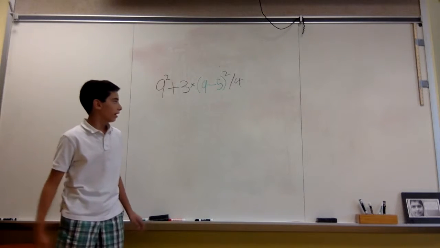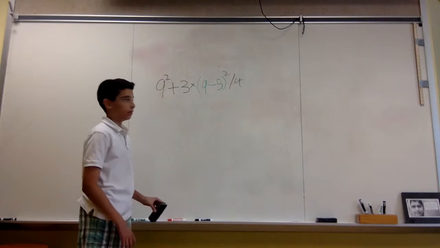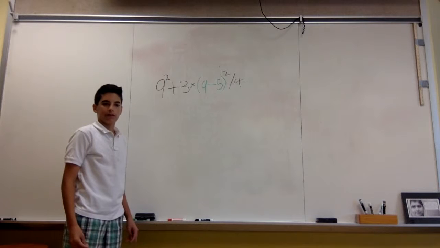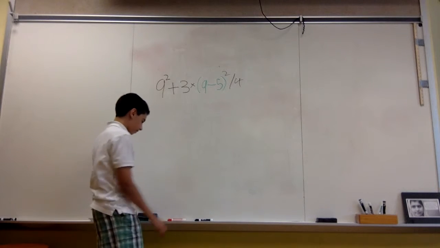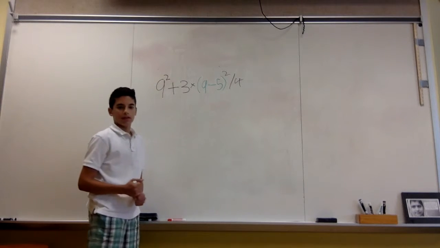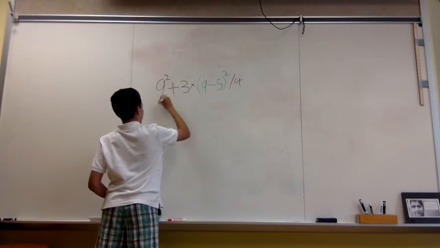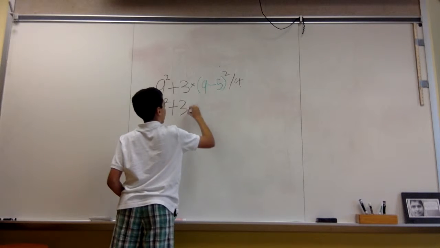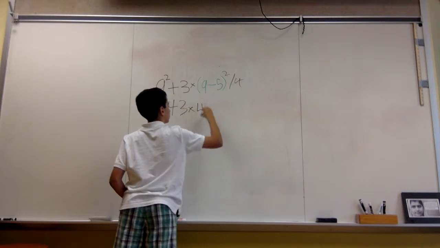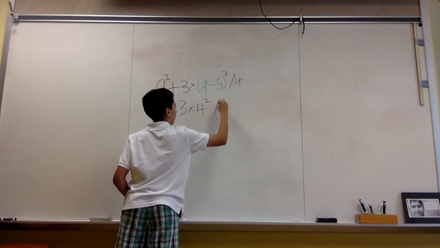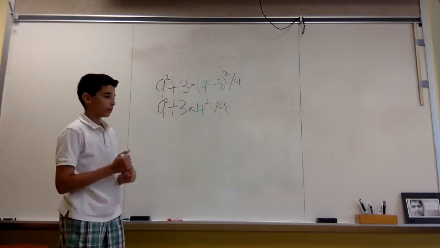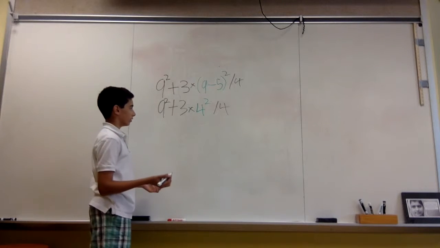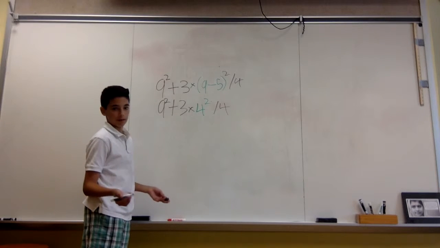So, 9 minus 5 squared divided by 4. Now, just by starting out with our parentheses, which is right here. Even though it's subtraction, it's in parentheses, so we have to do that first. So now, this will change into 9 squared plus 3 times 4 squared divided by 4.